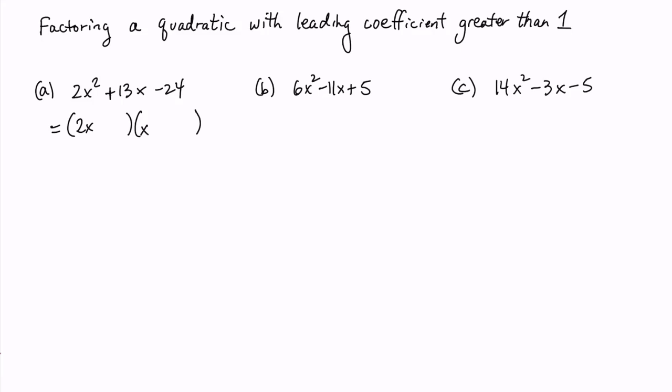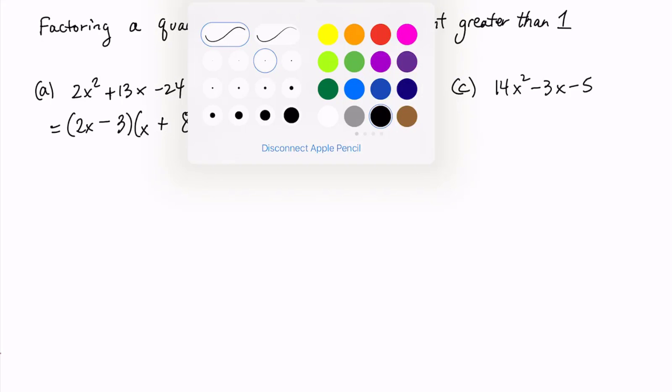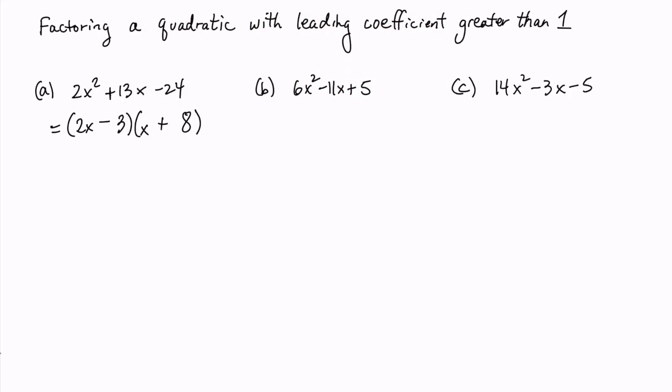And now we got to play around with the factors of 24 that will help us make 13. So just take some educated guesses. Try 8 here, 3 here, and then put a plus and a minus here. And see what happens. Now, this process is not over unless you actually check. So make sure you check your factors.